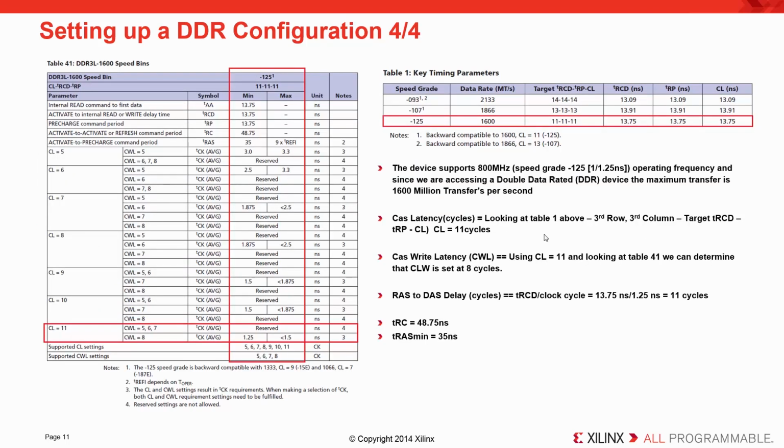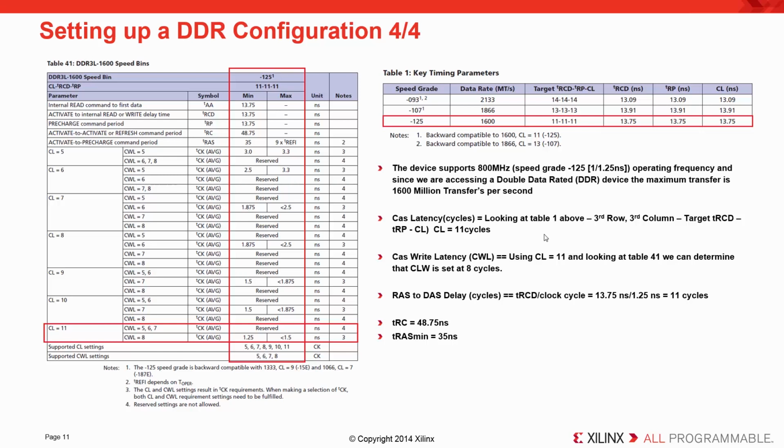It is equally important to also understand the speed bin and operating conditions. The information can be derived by looking at Micron's datasheet. The device supports 800 MHz, speed grade of -125, which is 1 over 1.25 nanoseconds, operating frequency, and since we are accessing a double data rate device, the maximum transfer is 1600 million transfers per second.